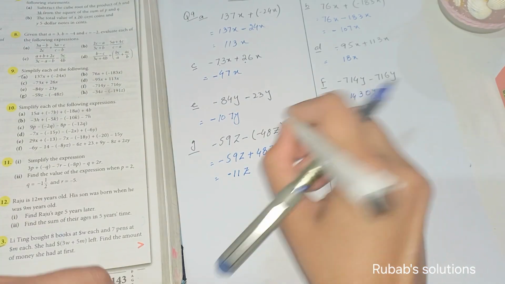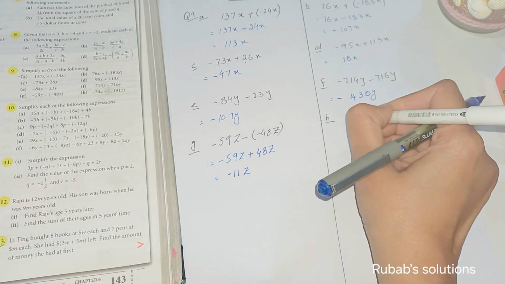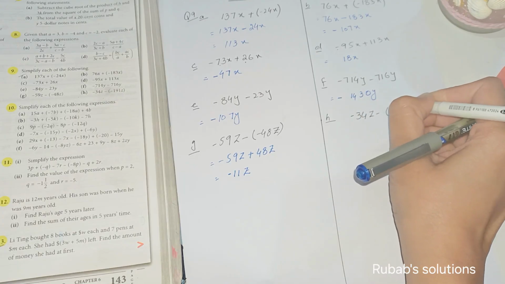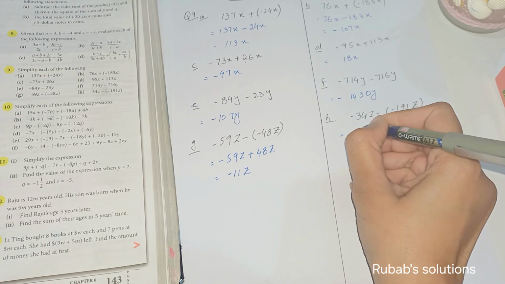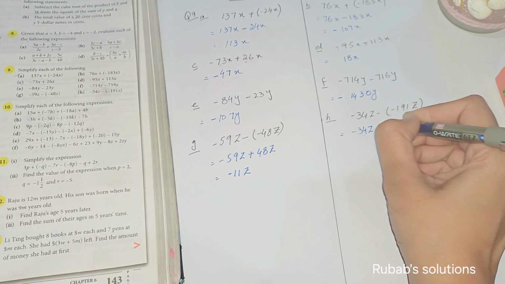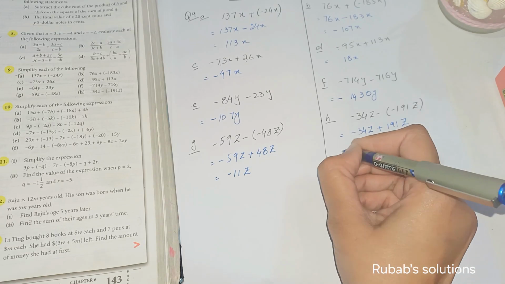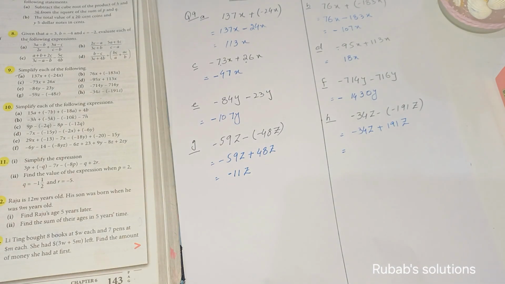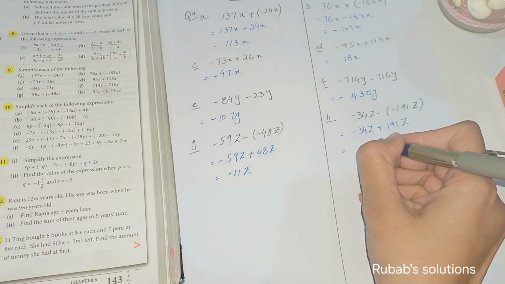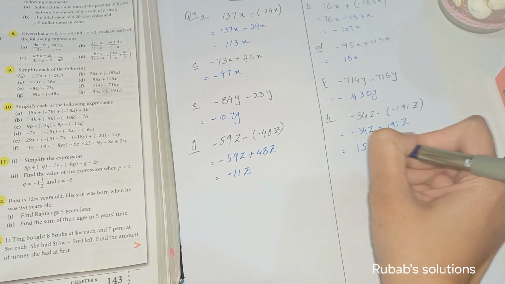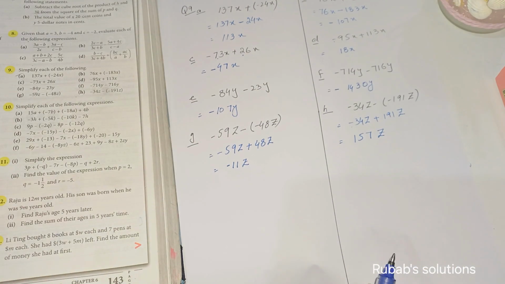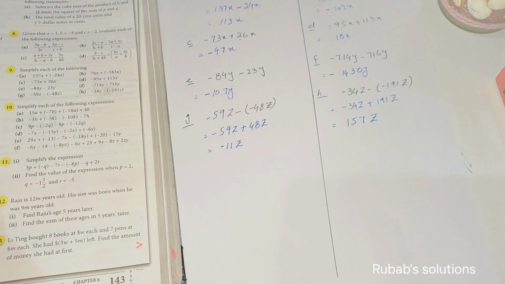Part H is minus 34z minus minus 191z. So again it will be minus 34z minus minus will plus 191z. We have to do the subtraction. 11 minus 4, the answer is 7. And from here 8 minus 3, the answer is 5, and 1. 157z, and sign will be positive because 191 is a bigger number.